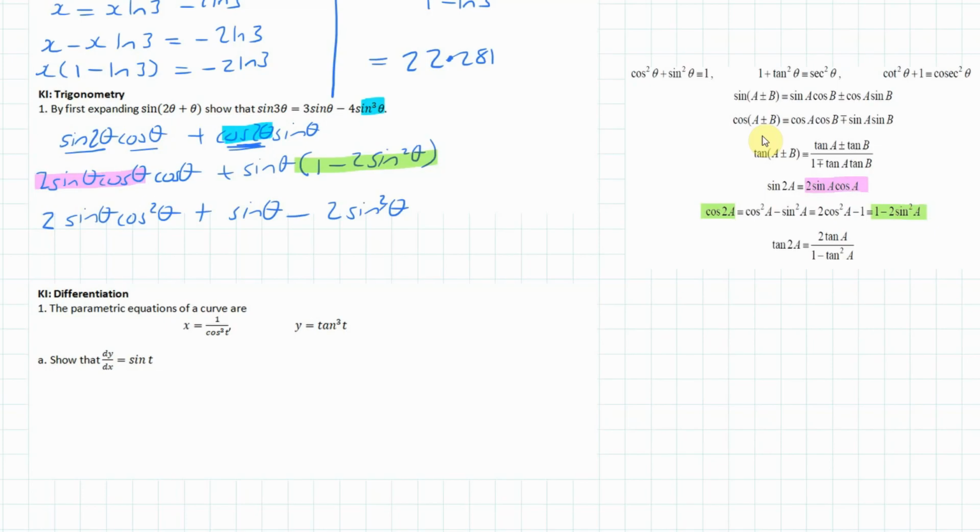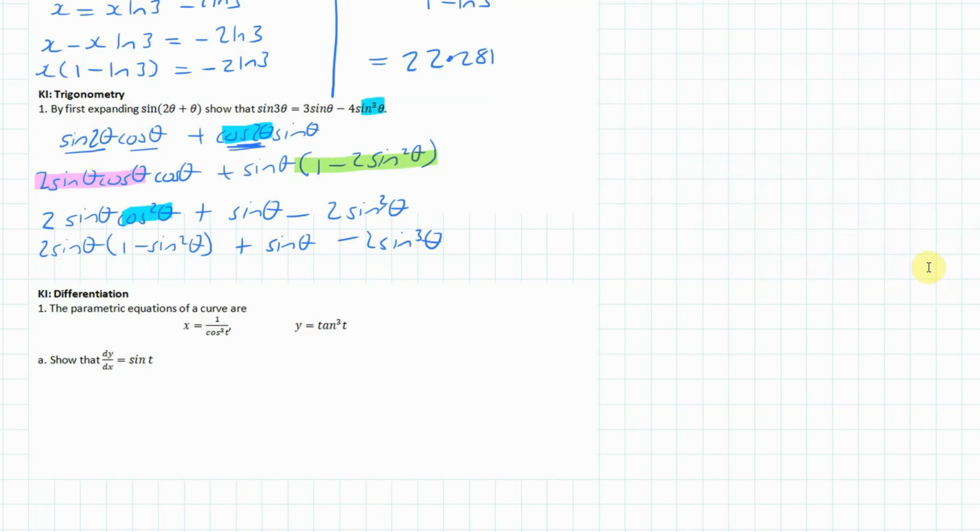Now I'm going to change this cosine squared theta into 1 minus sine squared theta. So I go 2 sine theta into 1 minus sine squared theta, using my pure maths 1 rule. So I get that. Now let's just get rid of this. Running out of room, so I'm going to go over here.